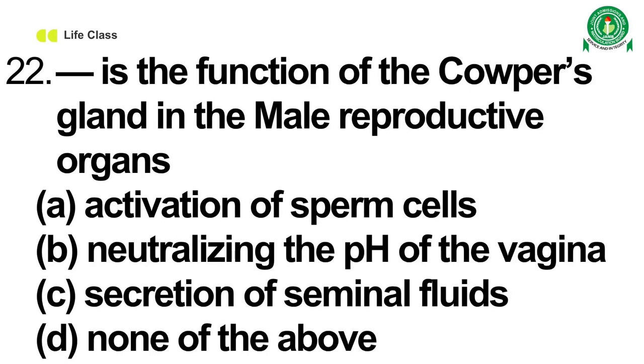Okay, so this is a reproductive question from reproduction. What is the function of the Cowper's gland in the male reproductive organ? A, activation of sperm cells. That is not the correct answer. That is the function of the prostate gland. So the correct answer here is B, neutralizing the pH of the vagina the moment the sperm cells are introduced into the vagina. So that is the correct answer. C is not the correct answer. D is also not the correct answer.